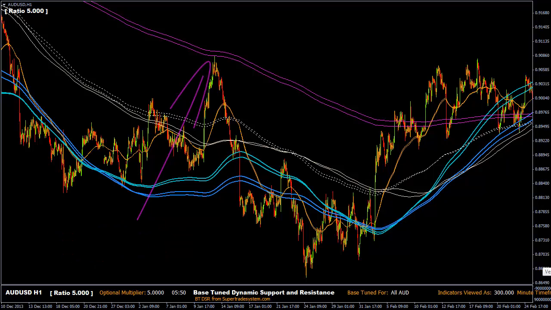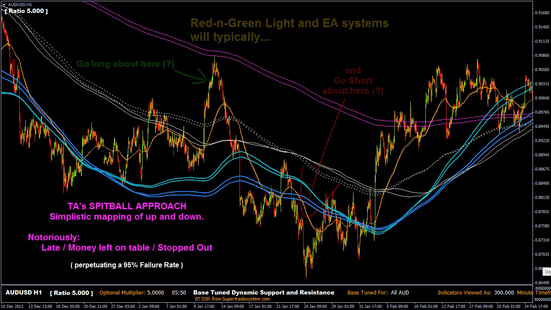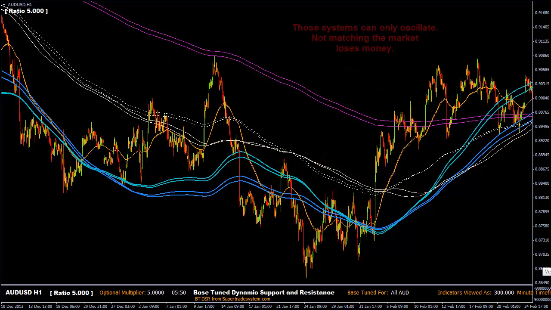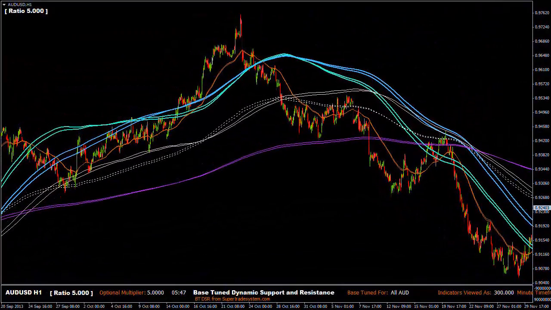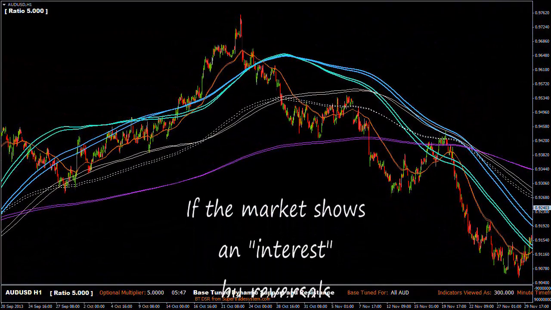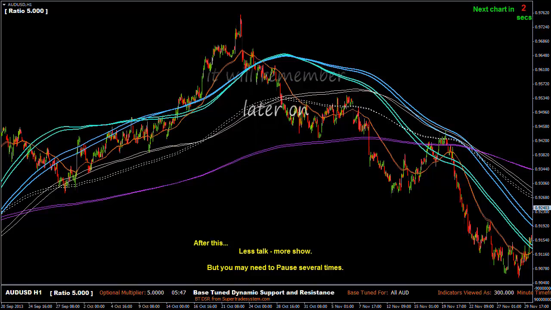I think a lot of times traders, for lack of confidence, talk themselves out of very good trades. If you have the market to do your consulting with, how would you go about that? I think you use a characteristic of the market that's true of all support and resistance, and this is dynamic support and resistance, but it's still going to follow the one concept that what the market did before will do again. Yes, the market does have a memory. If it shows interest by reversals in one spot, it will remember that later on. Let's take a look at some of these.